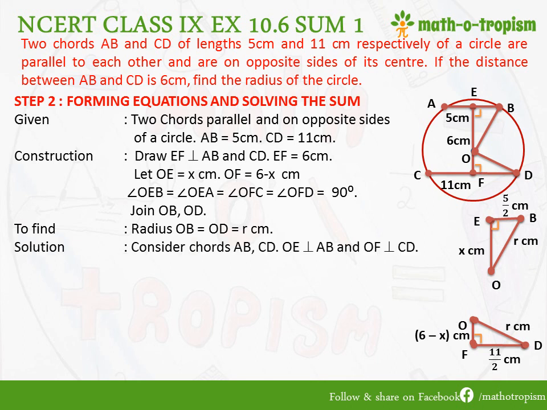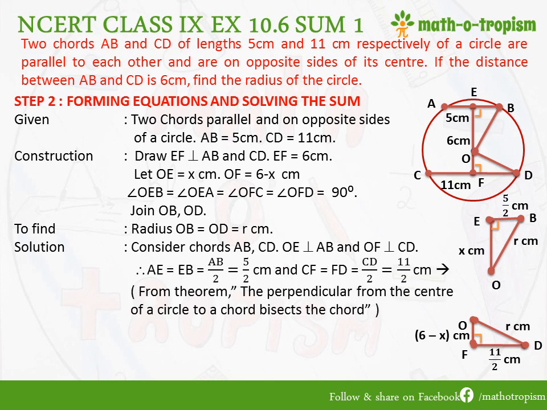First we will consider the chords CD and AB. Now OE is perpendicular to AB and OF is perpendicular to CD. So as a result AE is equal to EB, which is equal to AB by 2, because the perpendicular from the center of the circle bisects the chord. Similarly, CF is equal to FD, which is half of CD, which is 11 by 2 centimeters. Let us keep this as equation 1.